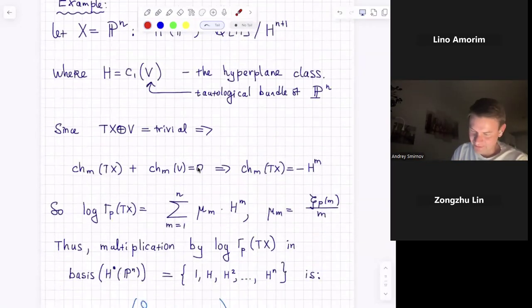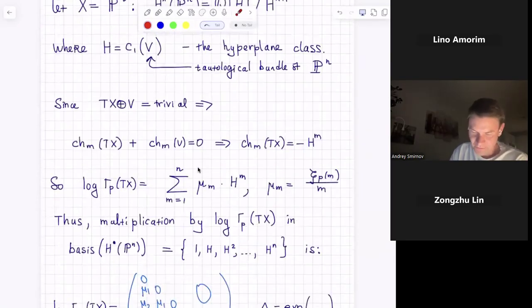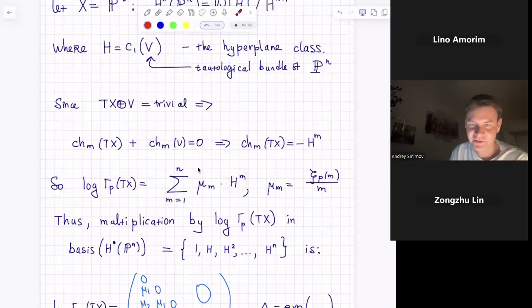Now this computation implies that the Chern character of the tangent space is just (n+1) times the hyperplane class to the power m. And so the logarithm of the p-adic gamma class of the tangent space in this case is equal to the sum, where the sum runs only from 1 to n because higher powers vanish. So in this case it's just a finite sum, and the coefficients in this finite sum are given by these p-adic zeta values.